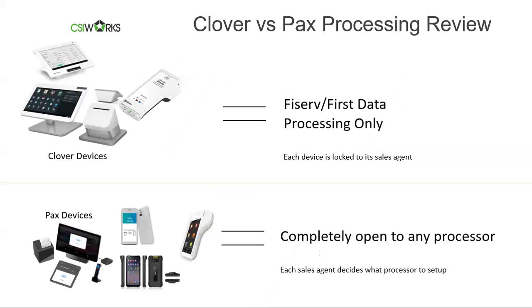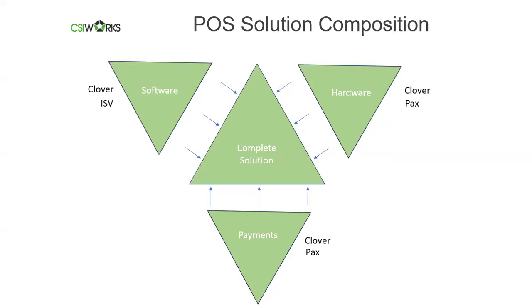So in the previous series, I ended with the review of Clover devices against Pax devices. And we ended with just saying that processing from Clover is only done with Fiserv, the First Data company, whereas Pax is completely open to any processor. Now, today I'm going to continue this conversation.